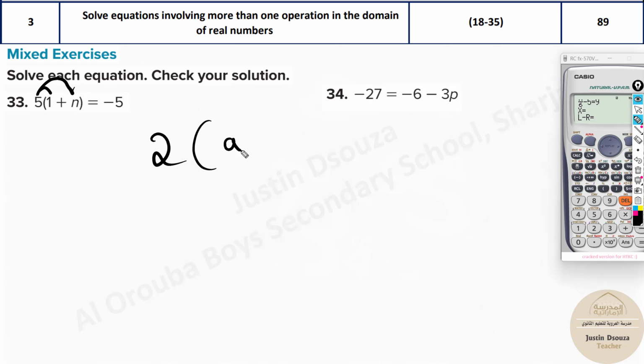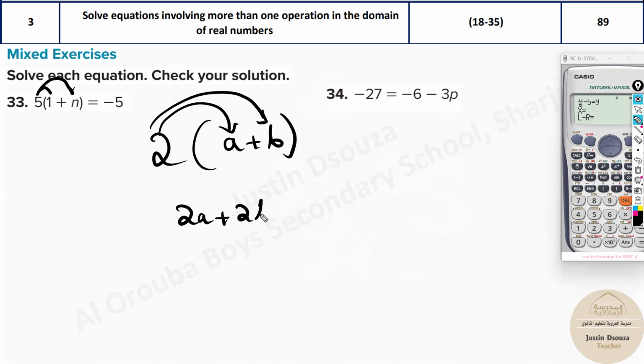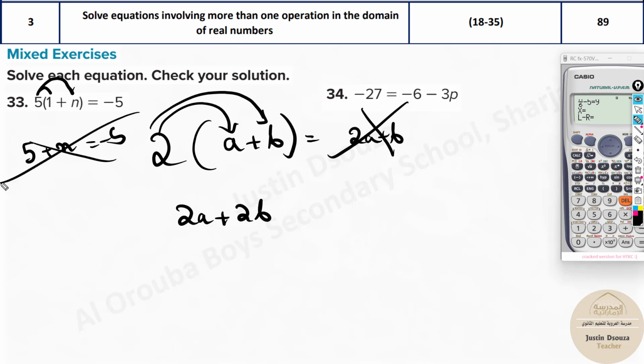Imagine 2 and I have a plus b. This 2 is multiplied evenly inside these brackets to both the terms. Brackets means this entire quantity, right? You have to evenly distribute it. So it will be 2a plus 2b. Don't make the mistakes. Sometimes some students write just 2a plus b, which is entirely wrong.